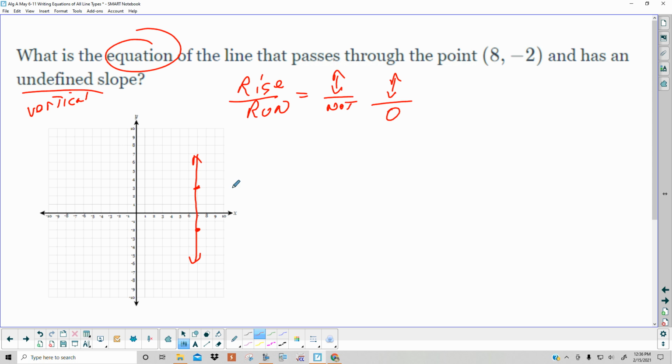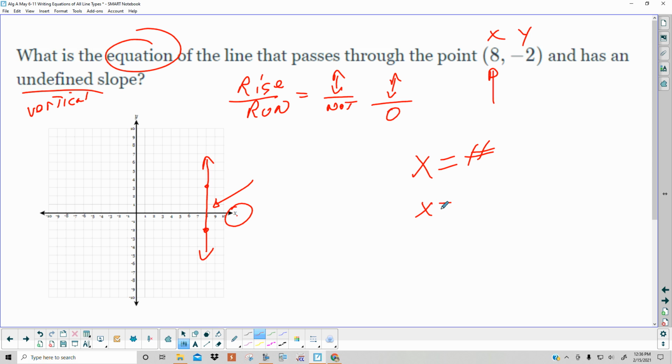And they want the equation for it, and it's only crossing the x. Where is it crossing? 7. Ugh, I drew it in the wrong spot. 8, -2. Sorry about that. Where is it crossing? It's crossing at 8. Now you don't have to graph this to see it. All you have to do is look at this xy coordinate. The equation is x is equal to some number because it only crosses the x. That's how you write a vertical line. Well, what's the x value? 8. There's your equation.